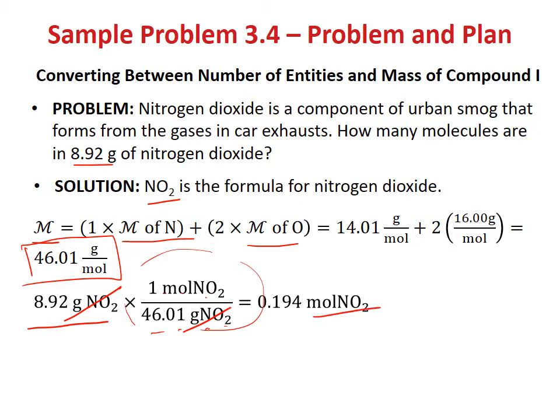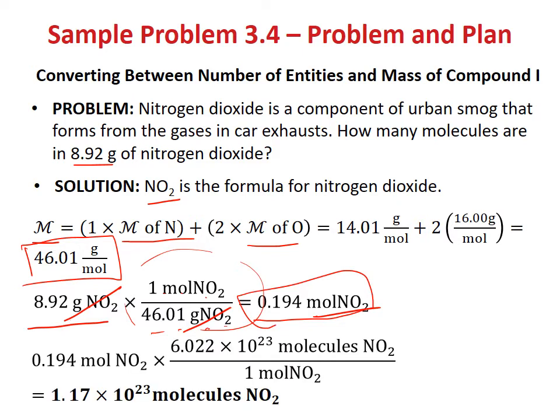Next we convert moles to number of molecules. So we start with moles, and times the conversion factor. So 1 mole, so moles cancel, and that gives you the number of molecules. And the answer is 1.17 times 10 to the 23rd power molecules.